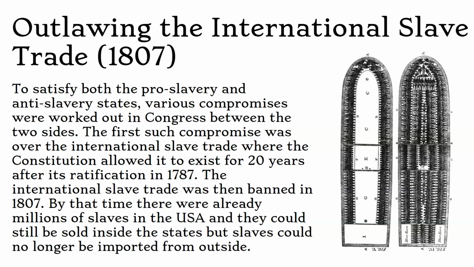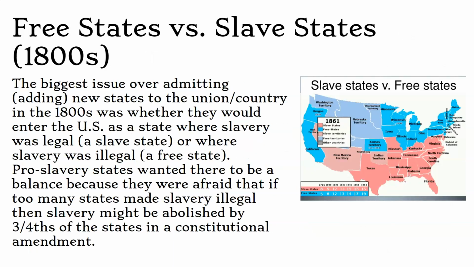By that time, there were already millions of slaves in the USA. And they could still be sold inside the states, but slaves could no longer be imported from outside. So you could no longer take a ship, go to Africa, capture slaves, and bring them here. That was not allowed anymore, but you could sell them inside the United States.